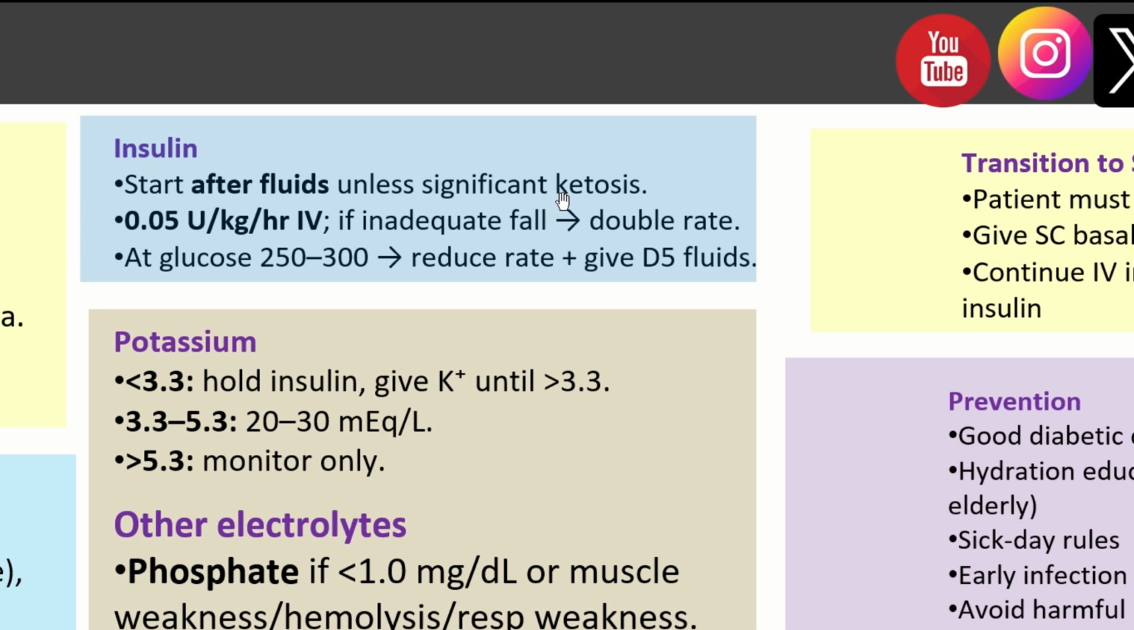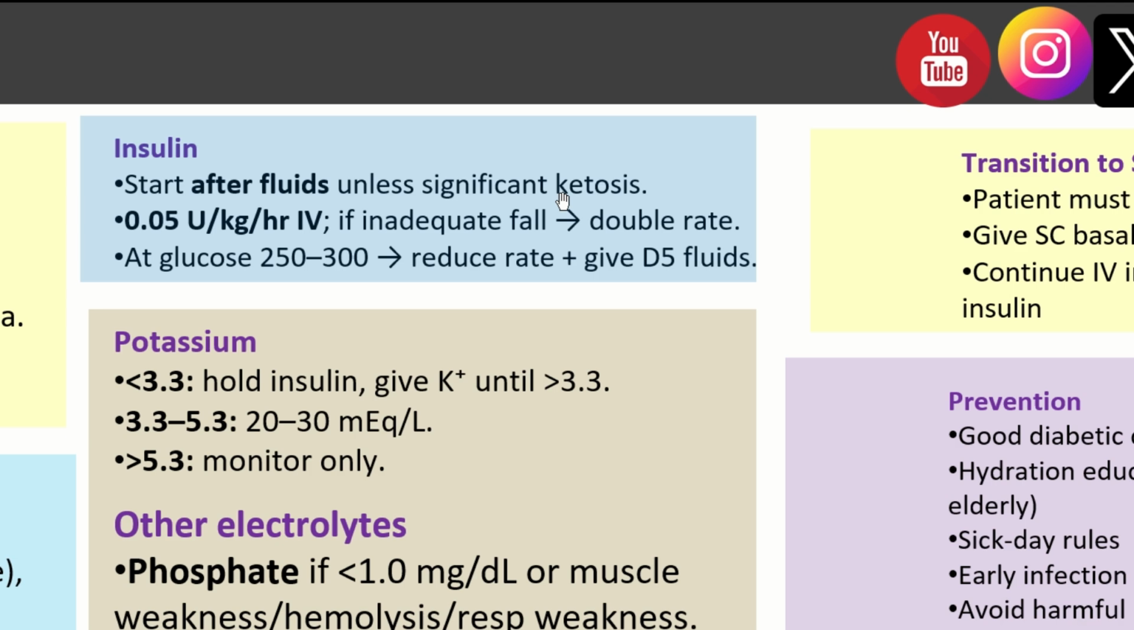And unlike DKA, we would start with a lower dose of insulin, 0.05 units per kg per hour, intravenously. If there is an inadequate rate of fall of glucose, that is the 50 milligrams per deciliter that we want to achieve, then you may want to double that rate. And when the glucose levels reach 250 to 300, we want to reduce the rate of infusion of this insulin, and then we want to give D5 fluids.